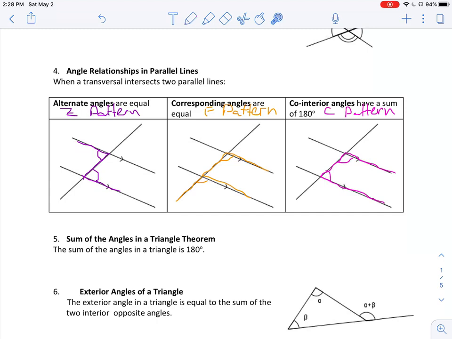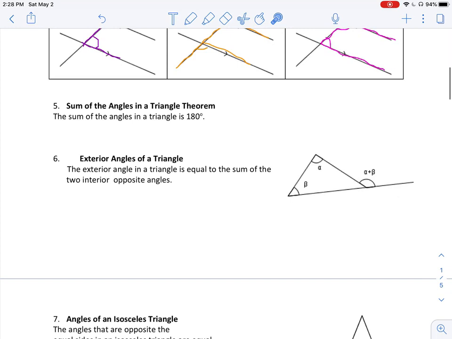If we are having difficulty remembering, okay, this is what alternate angles actually means, what corresponding angles actually mean, and what co-interior angles actually mean, that's okay. If you would prefer, think of it as a Z pattern, an F pattern, or a C pattern. That would get you to thinking about how these angles have those relationships.